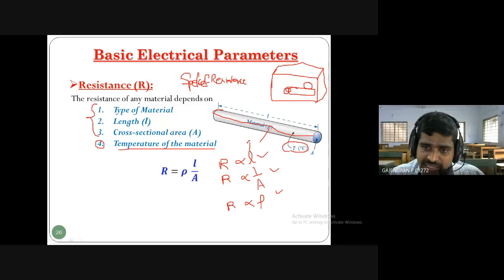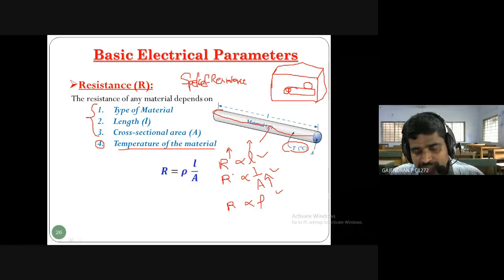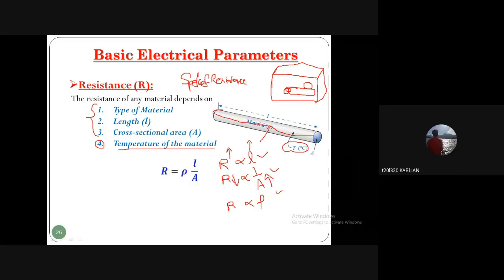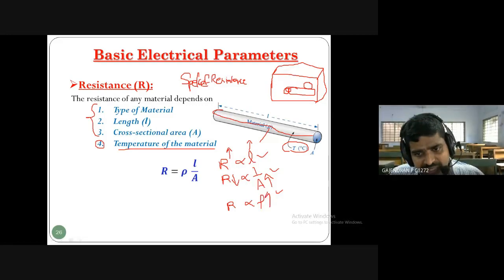If length increases, what happens to resistance? It increases. If I increase area, what will happen? Decreases. If I increase resistivity, what will happen?